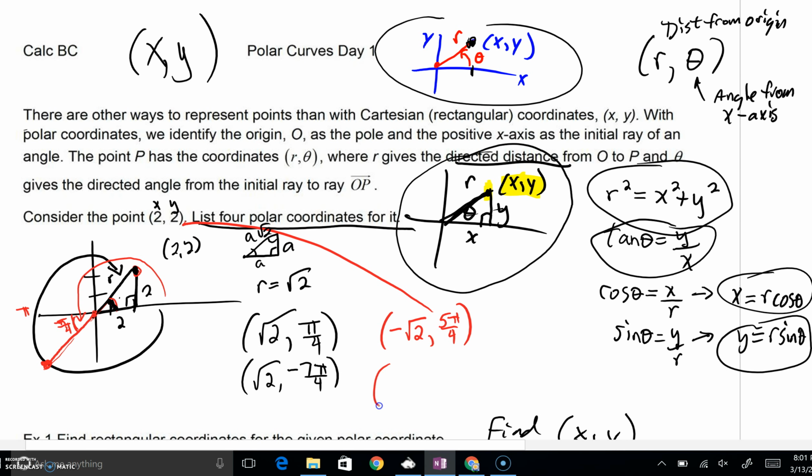2 comma 2 is. We can also of course have a negative angle. And you can see we'd still have that same reference angle of pi over 4, but we'd be pi over 4 short of negative pi. This would be at negative 3 pi over 4. So here are 4 different polar coordinates that all, if you were to graph them, would land you at 2, 2.